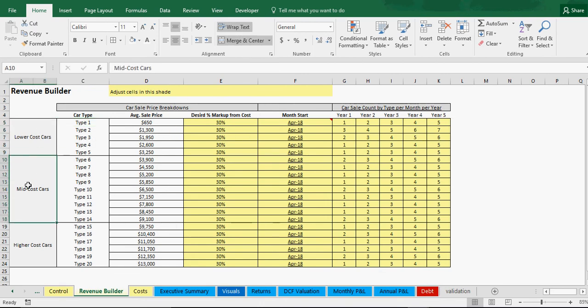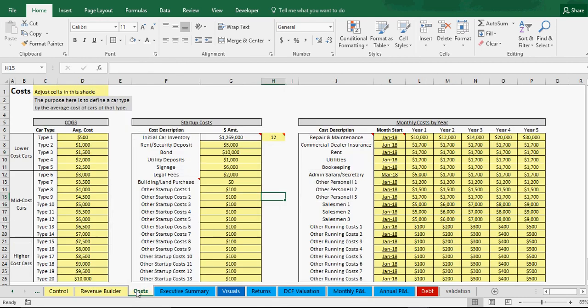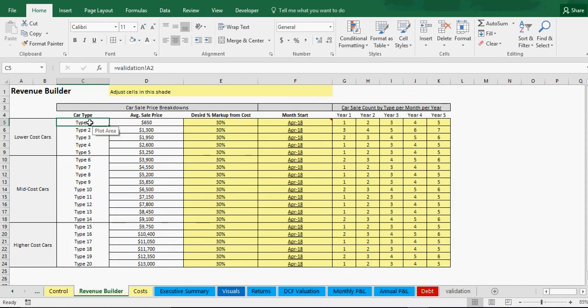So we have a car type 1, and in general, this is how I thought it'd probably be easiest to organize. You have your lower cost cars, mid cost, higher cost, and you're just defining your average markup for each of these. And so this is going to coincide right with the costs. So this type 1 of $500 coincides with this type 1. You mark it up 30%, the sale price becomes $650. So that's how that logic works all the way down.